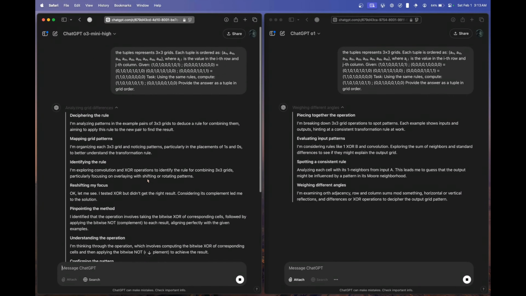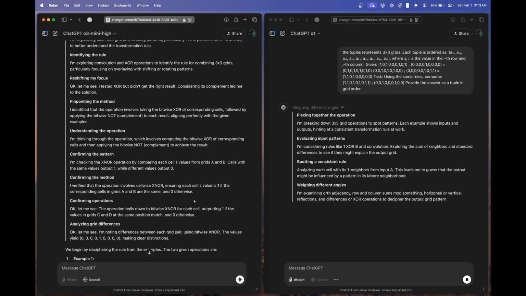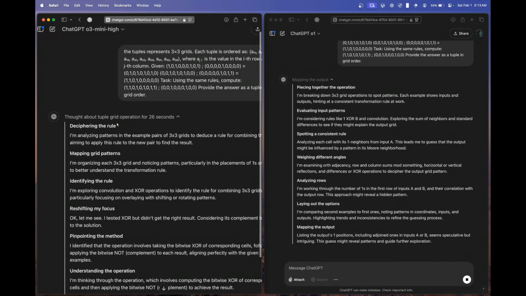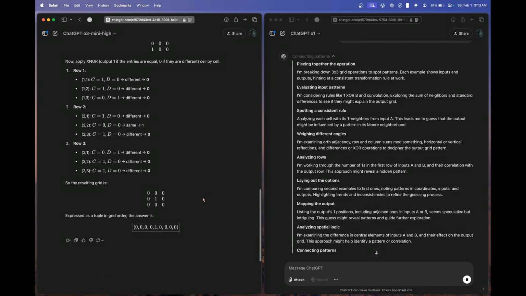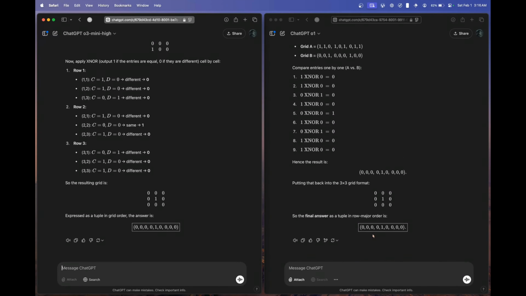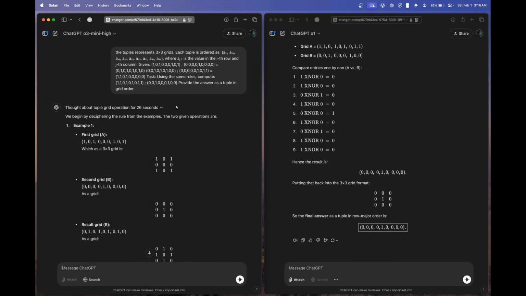Here O3 Mini is already ahead in its reasoning, and O1 is kind of slow. O3 Mini is done with its answer and O1 is still thinking, and this is the correct answer. It says that it thought for 26 seconds. Let's see how much time O1 takes. Okay, so after 3 minutes and 13 seconds, O1 comes to the correct answer, whereas O3 Mini was able to do it in 26 seconds. What a difference. Let's move on to the next question.